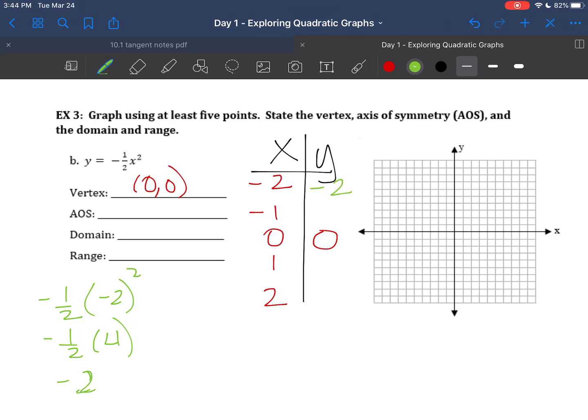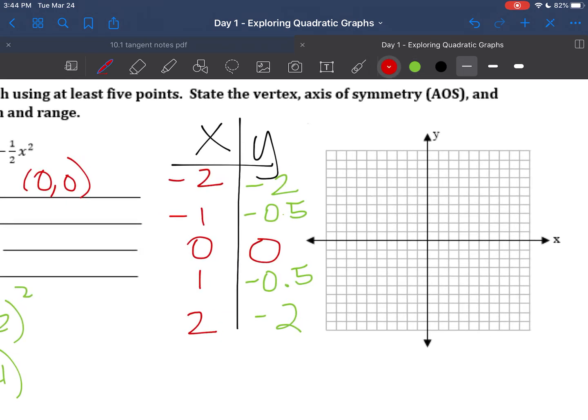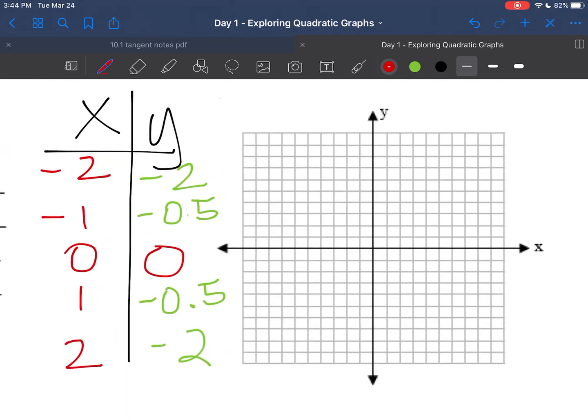Okay, so I'm going to go down the list. -1 will give me a -1/2. So I'm going to write that as -0.5. When I plug in a +1, I also get a -0.5. And when I plug in a 2, I get -2. All right, so let's graph that. Now halves, you're just going to have to estimate approximately half. So I'm going to zoom in here so I can use my pen easier. So -2, -2 is about right here. -1, -1/2 is about right there.